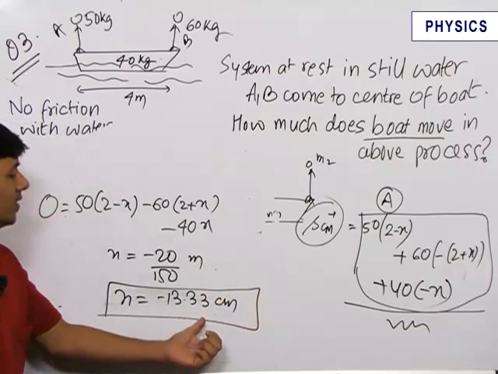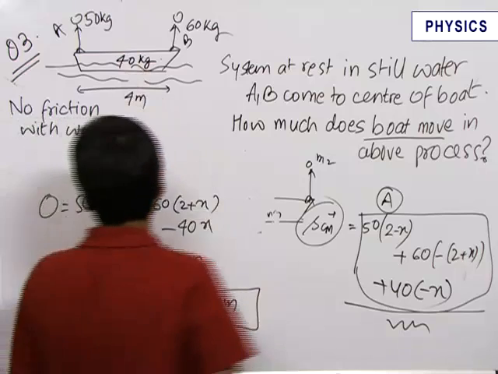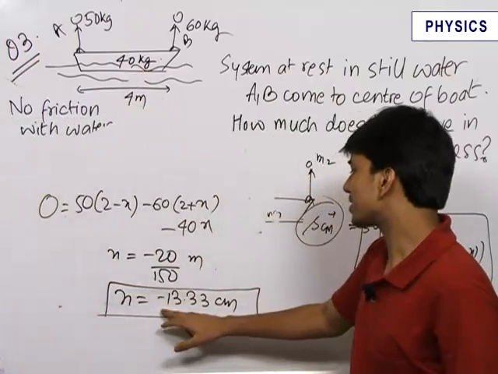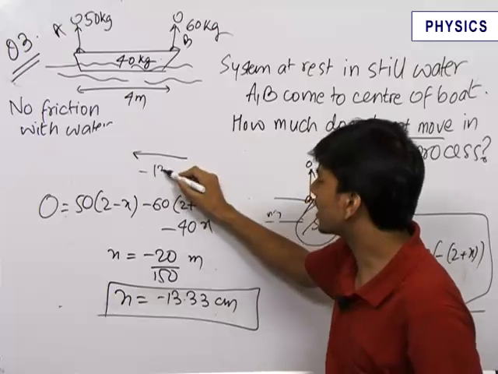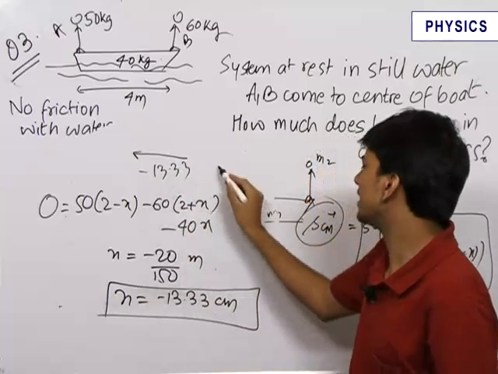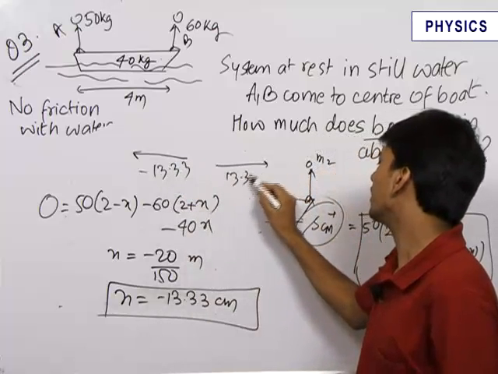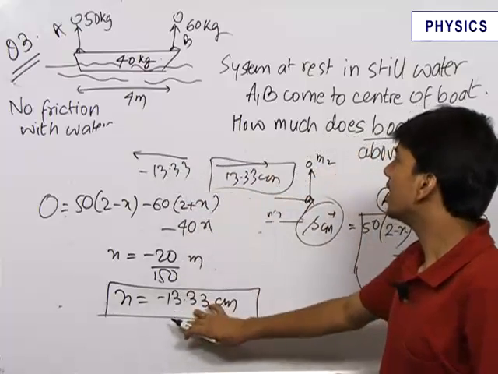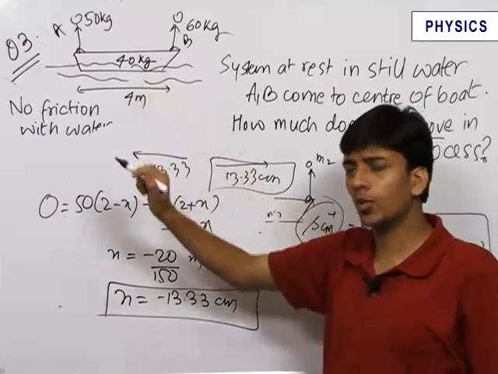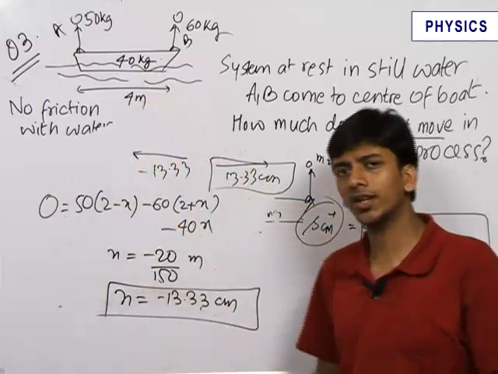So the final answer for the displacement of the boat is that. Now this answer has come out to be negative. That means it was actually minus 13.33 in this direction. That is 13.33 in the right direction. So the final answer is that the displacement of the boat relative to the water was 13.33 centimeters on the right side.